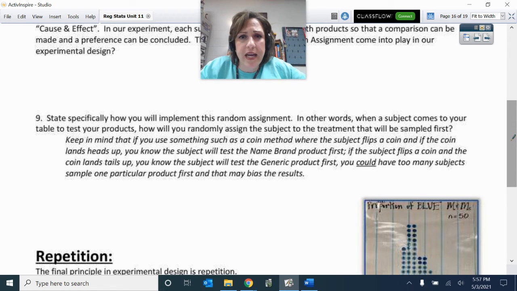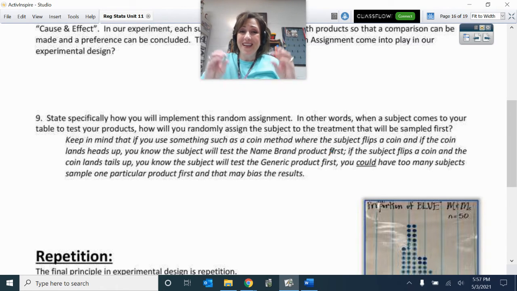A person's going to come to your table. How are you going to randomly do this? Now, suppose you choose coin flip. Suppose you say something like, hey, somebody comes to our table, we're going to let them flip a coin. And if the coin lands heads up, then we're going to let the subject test the name brand product first, and then the generic. But if they flip the coin and they get tails, then maybe we'll let them do the generic product first.